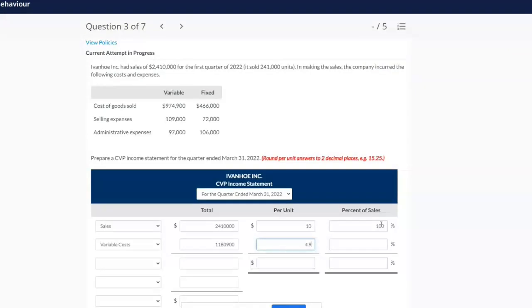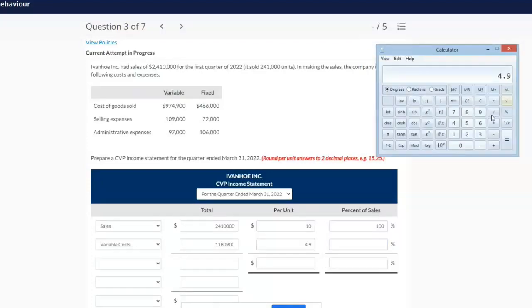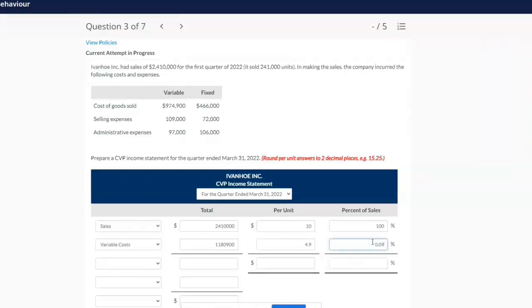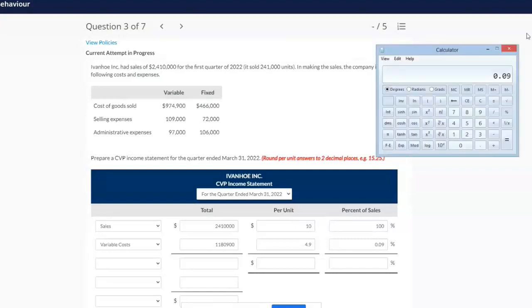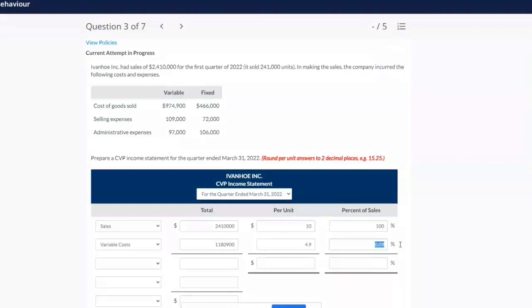To get the percent variable, you can divide the per unit by the unit price, 4.9 divided by 10, and get 0.49, or 49%. It should be 49%, not 9%.